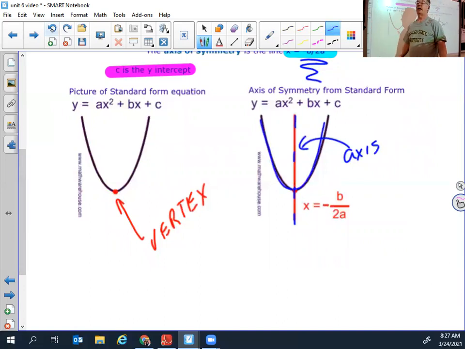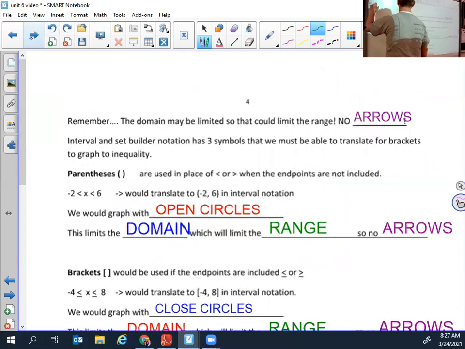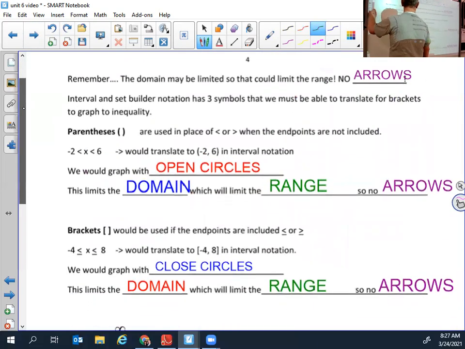And when you're drawing these, it needs to be a smooth curve. When you're drawing this, you don't want it to look like that. That's an absolute value. So you don't want it to come to a point, you want it to curve down at the bottom. All right?